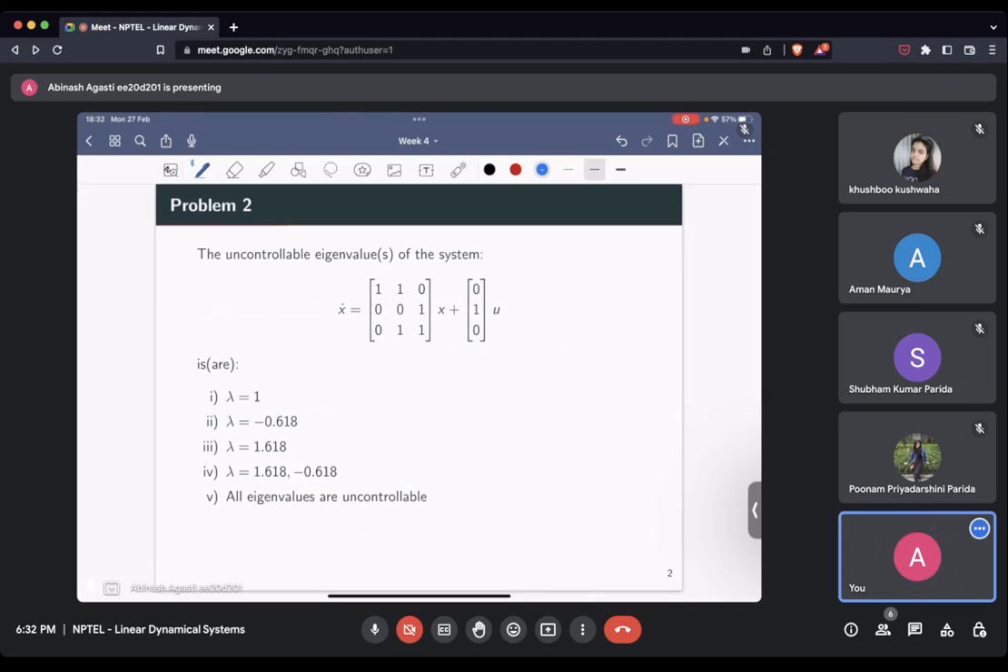Yeah. So the next problem that we have is we are given a system. This is the A matrix. This is the B matrix. And I think we have seen this A and B matrix quite a few times since last week. And we want to find out the uncontrollable eigenvalues of this system. Right? So can someone tell me what an uncontrollable eigenvalue is?